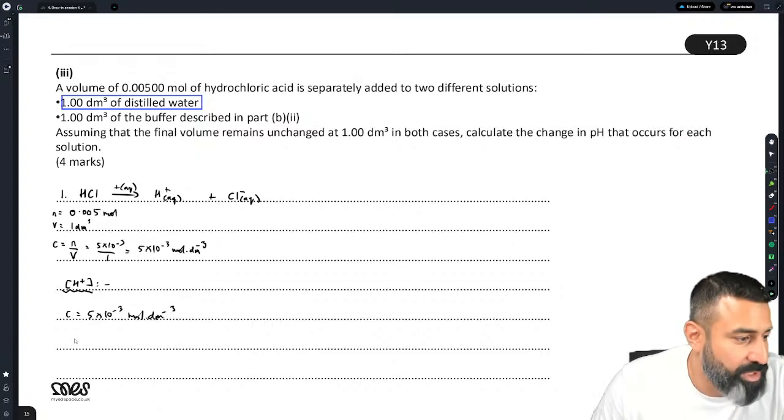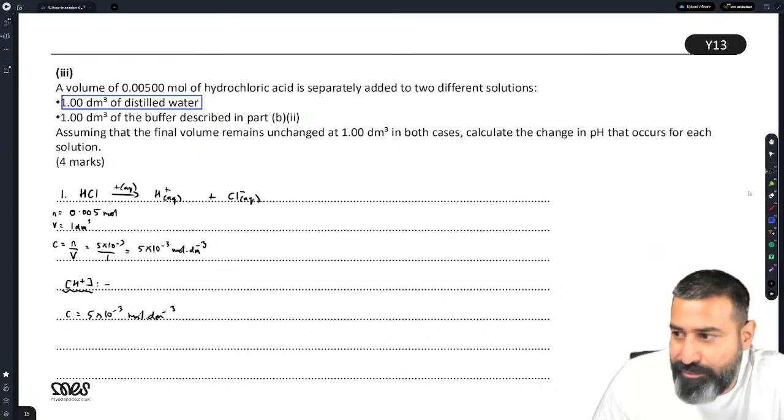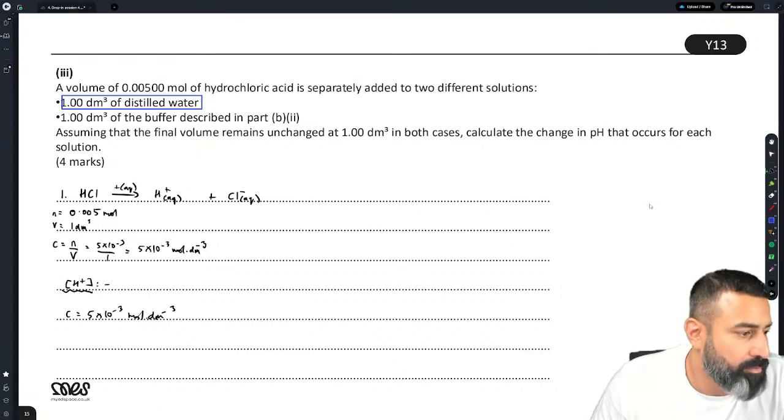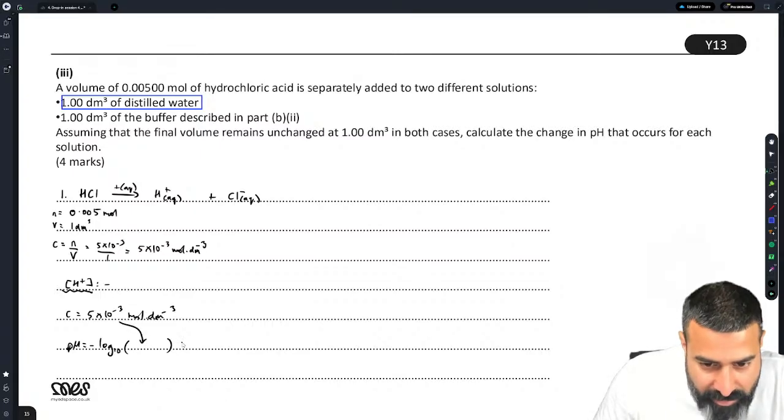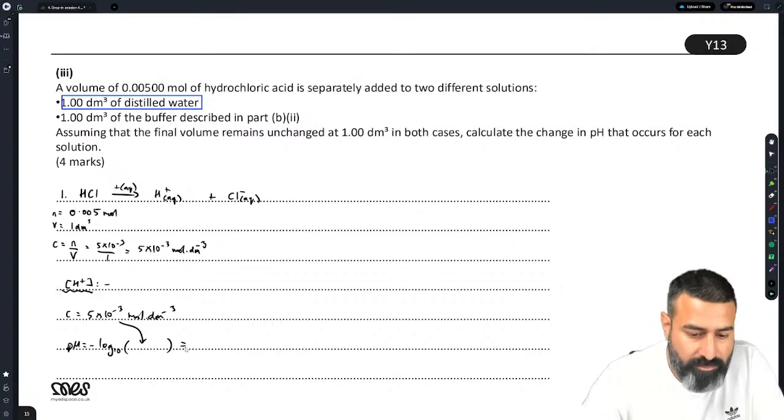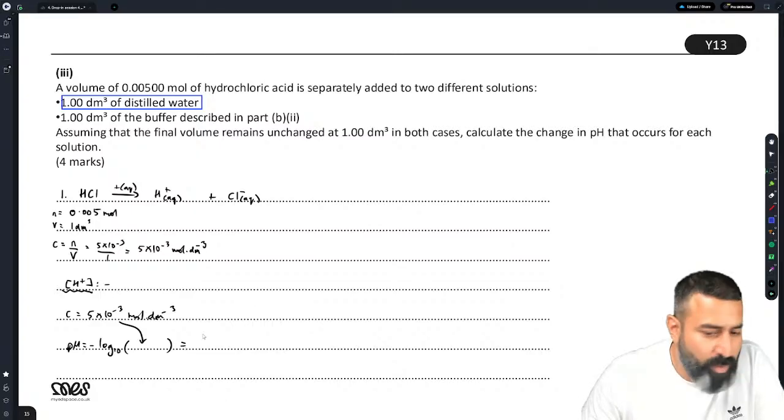So if I know the concentration of H plus, what quantity can I work out from that? Let's work out the pH. So the pH is the negative log base 10 of the hydrogen ion concentration. So what is that? Do we get 2.30?